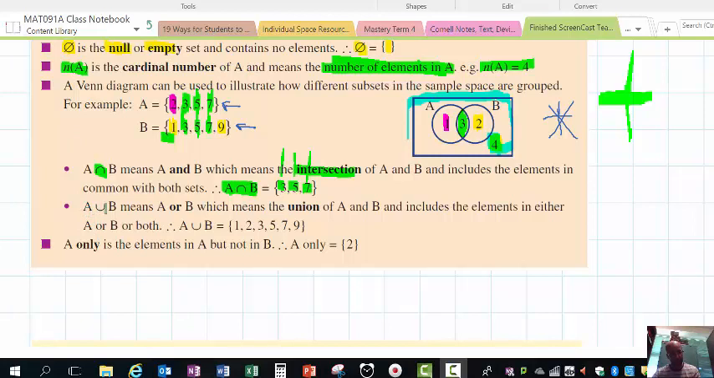A couple more things now. There's this symbol here called union. A union B means A or B. So the union of A and B includes the elements in either A or B. So really that's everything across here. So everything that's in this zone here, it's in all of these things here. Any element that's in that, it's in A or B or in both.